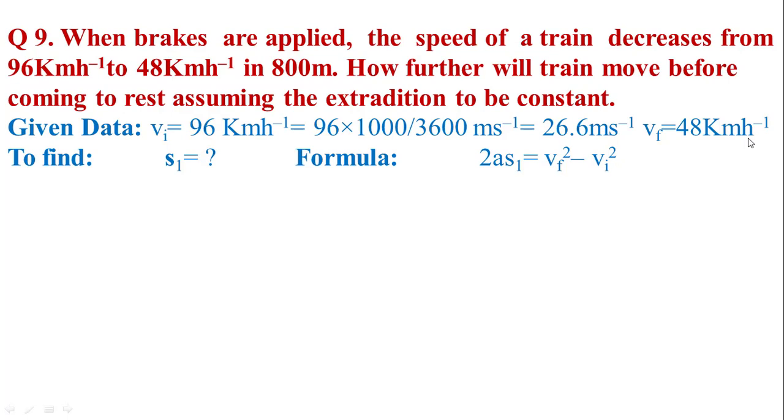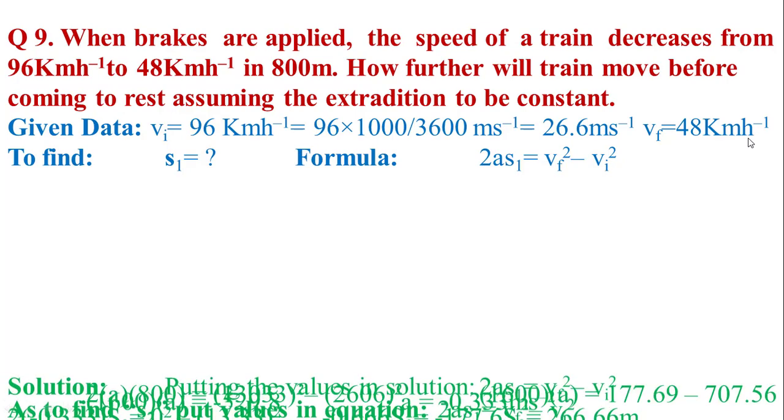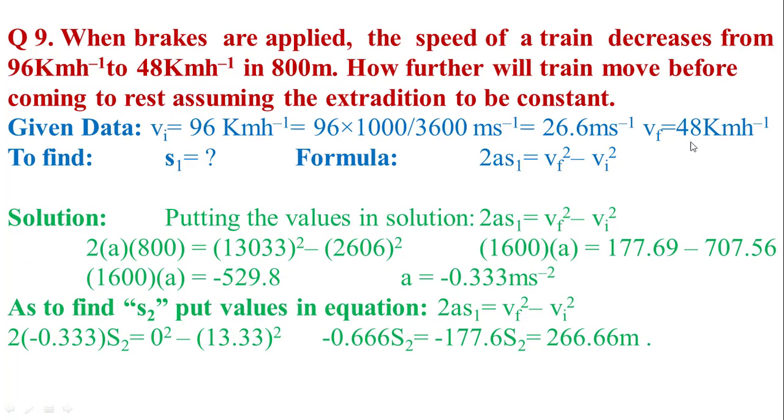Using the third equation of motion, 2a S1 is equal to Vf square minus Vi square. Putting the values in this equation, 2a into 800 is equal to 13.33 whole square minus 26.66 whole square. The final answer is 800 multiplied by 2 is equal to 1600a.